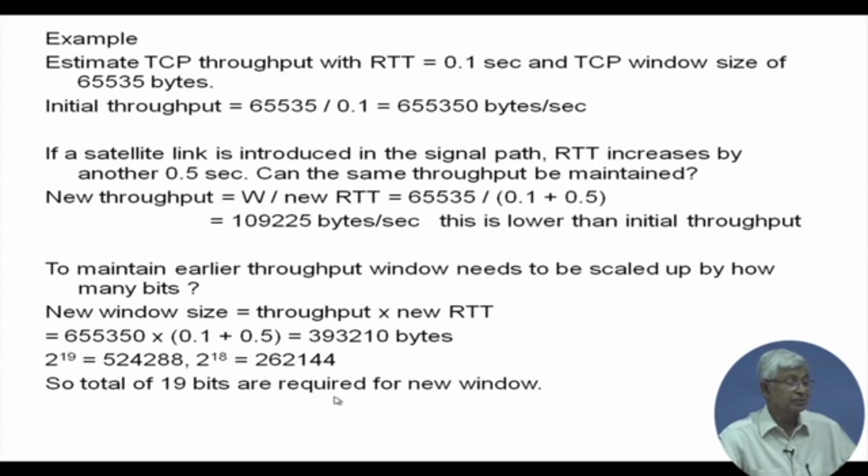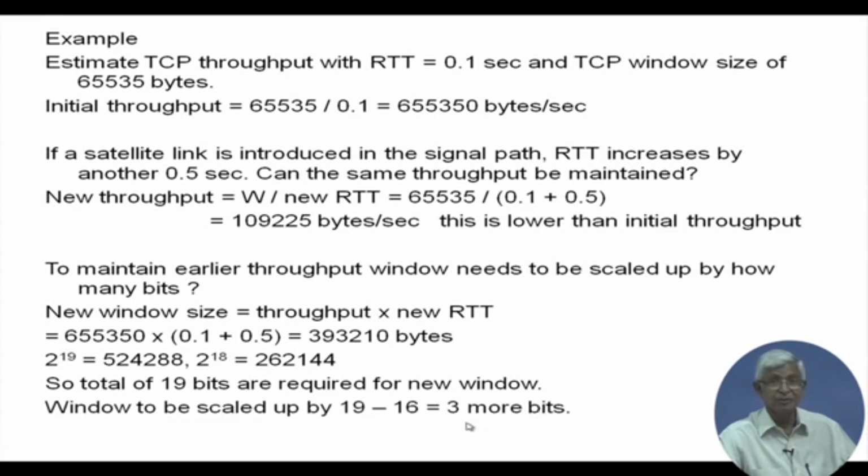So, 19 bits are required, and normally the window is 16 bits. So, 3 more bits are required. So, window scaling has to be by 3 more bits. So, this is how we quickly calculate.